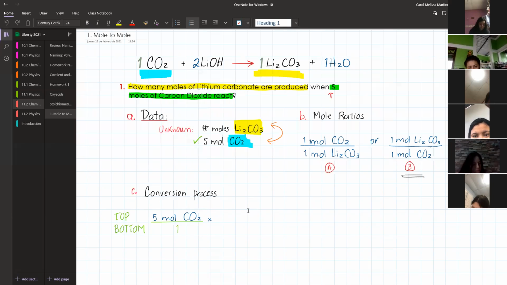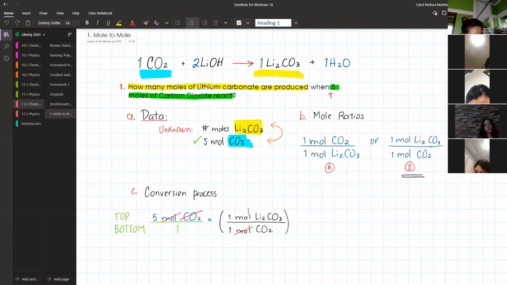So I'm going to write that molar ratio as a conversion factor. 1 mole of lithium carbonate in the top and 1 mole CO2 in the bottom. Now that you have it placed as a conversion factor, as a conversion process, you know that you can cancel moles and moles and CO2 with the CO2. Now when you perform all that, you're going to get 5 times 1 divided by 1 is going to give you the same number, 5.